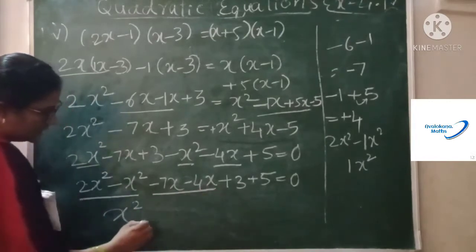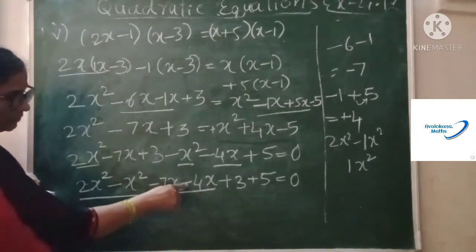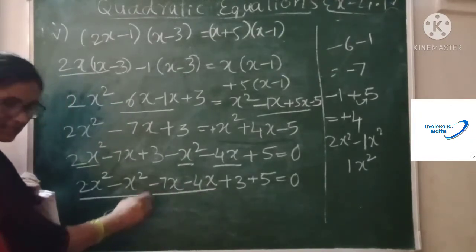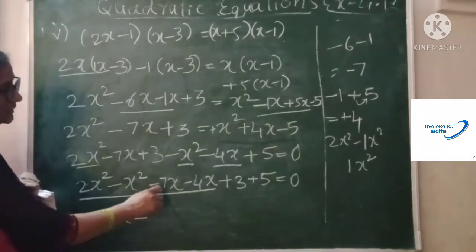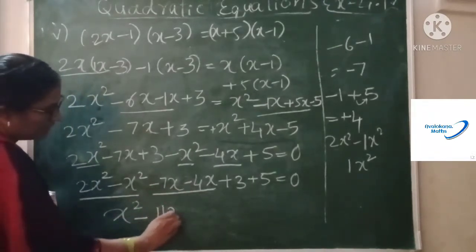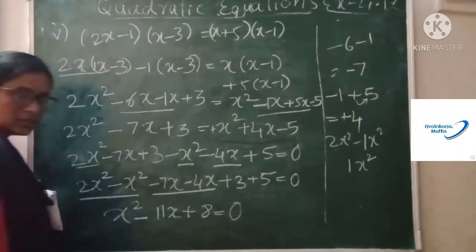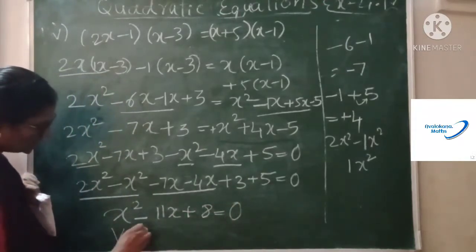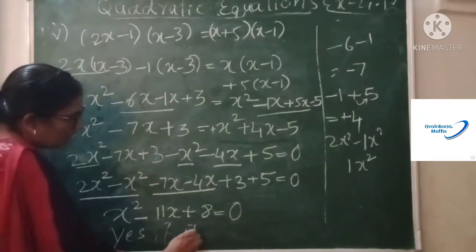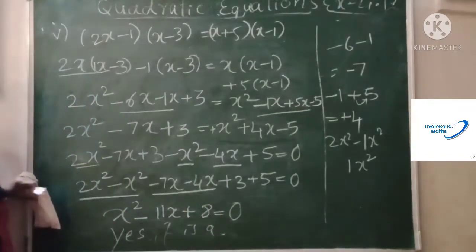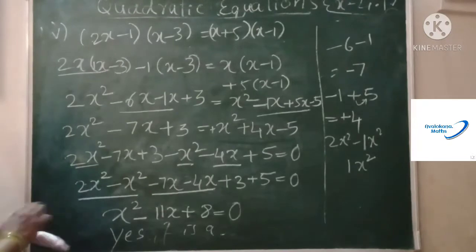Yes. Minus 7 minus 4. Both are negative means add. Keep the bigger number's sign. That is minus sign. 7 plus 4 is 11x, plus 3 plus 5 is 8, equal to 0. So it is a quadratic equation. Yes, it is a quadratic equation. This way you can write. Okay. This way you can solve the problems.